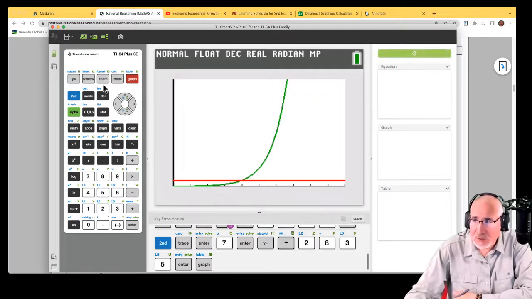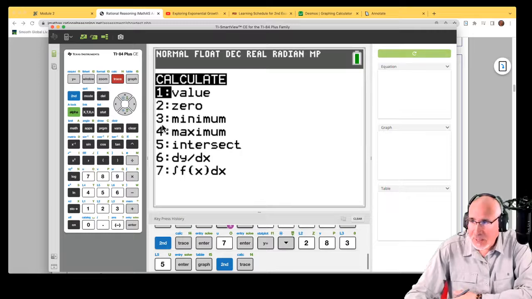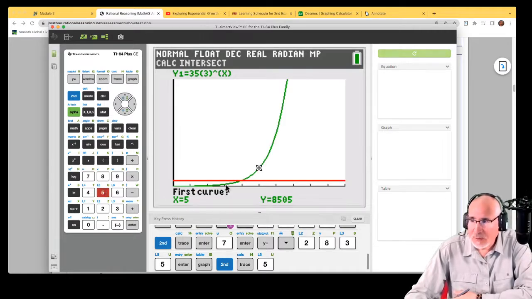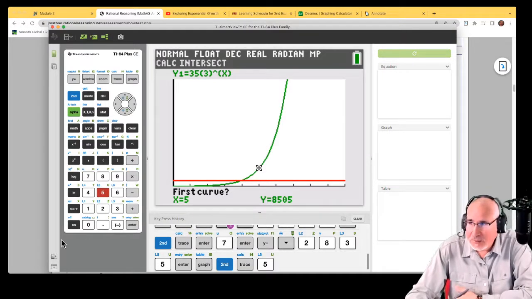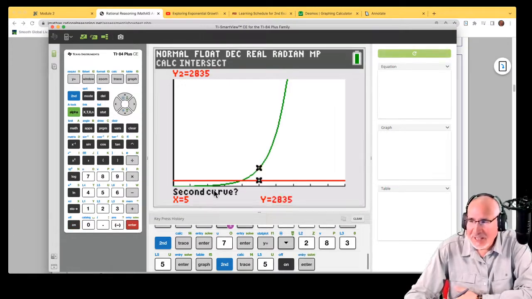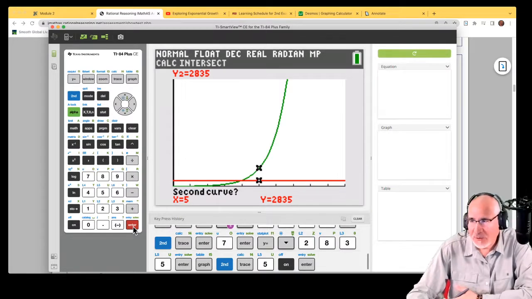And again, there's another tool. You might have seen it last time. It's the calc tool. So graphing and using these calc tools, intersect, number 5. Now, the way we use the intersect tool is it asks which is the first curve. So notice it's on the green curve. I'm going to hit enter. Then it jumps to a second curve and says, is this the second curve? And I have to say, yes, that's the second curve.